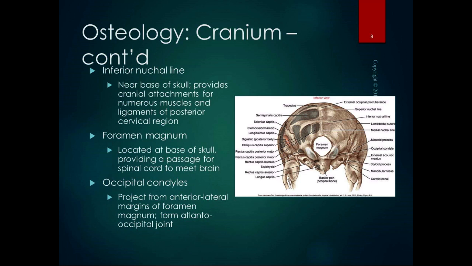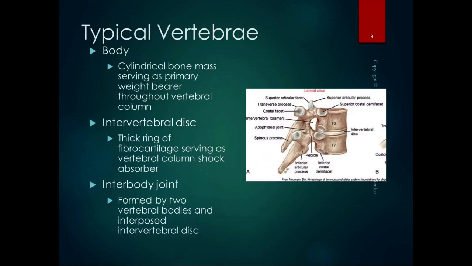The occipital condyles, which also cannot be palpated, are on either side of the foramen magnum. They project from the anterolateral margins of the foramen magnum and form the atlanto-occipital joint with cervical vertebra number 1. So I'm going to end this right here, since we're getting close to 15 minutes. And in the next section, we're going to start talking about the vertebrae and their bony landmark features.